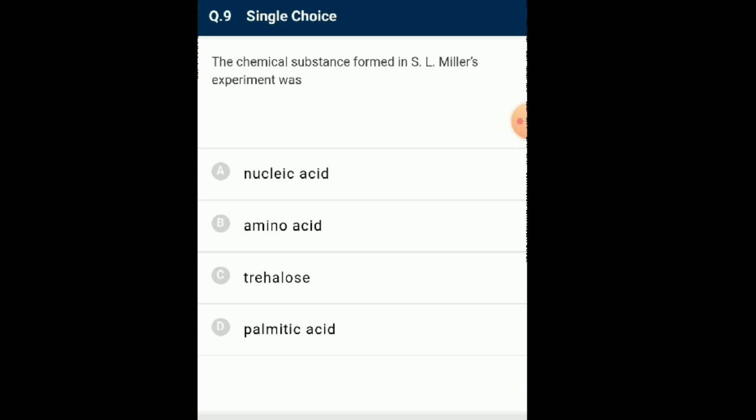The gases were allowed to condense in a narrow tube and pass through a liquid flask. This experiment was set for several days and the products were analyzed chemically. As a result, a few amino acids and complex organic compounds were obtained. So the answer for this question is option B, amino acid.